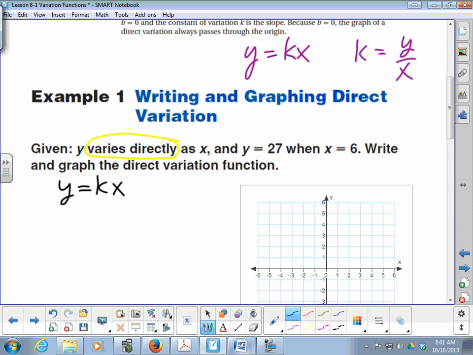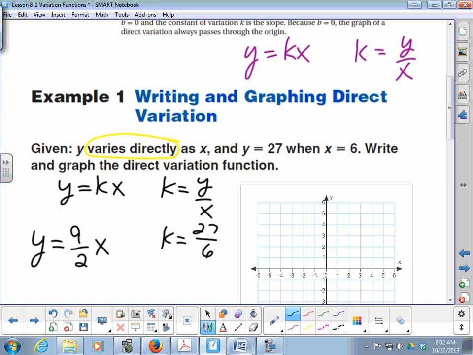So we need to find the value of k to be able to write the function, the constant of variation. So I find k by doing y over x. So k in this case is equal to 27 over 6, which is what? Can I reduce that fraction? Say 3 goes into both of them, right? So it's 9/2. So my constant of variation is 9/2. So my direct variation function is going to be y equals 9/2 x.